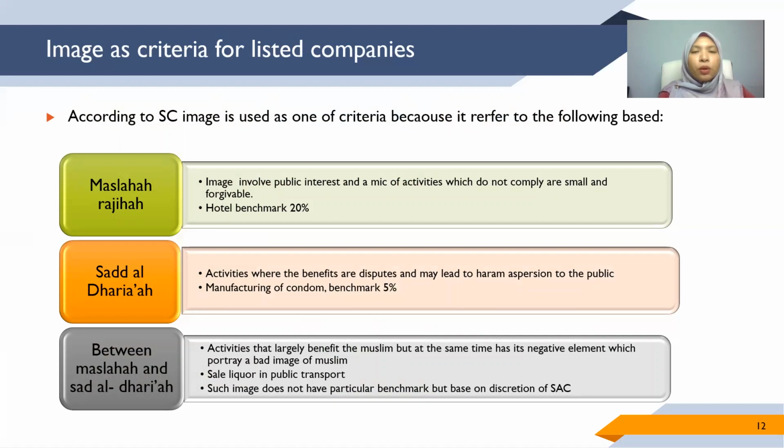And also because we set a benchmark of 5% and also 20% for maslahah rajihah. So the 5% is permitted. Between maslahah and sadd al-dhara'i, it is an activity with large benefit to Muslims but at the same time has a negative element which portrays a bad image of Muslims. For example, selling liquor in public transport. Such image does not have a particular benchmark but is based on the discretion of the SAC. Some of the companies and shares will be decided by the SAC itself.